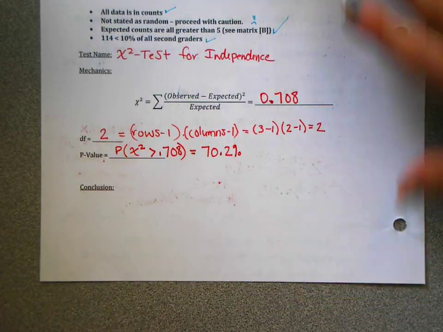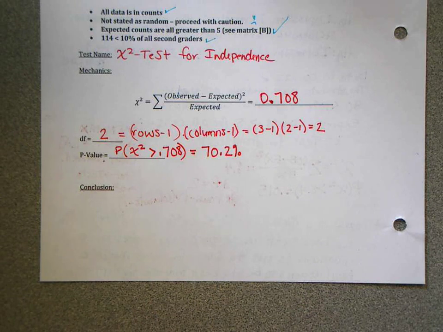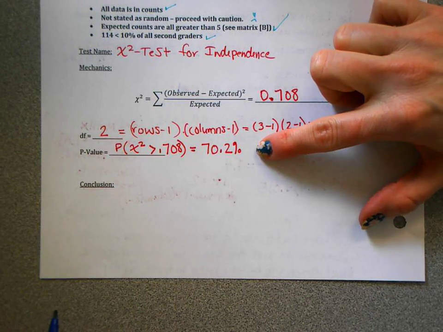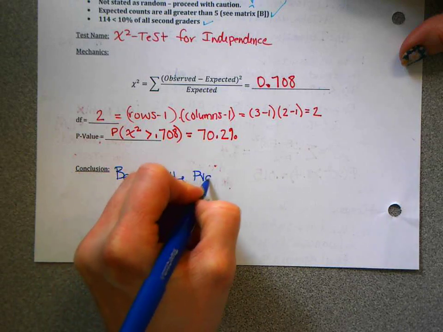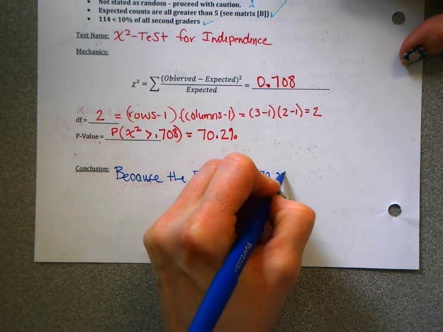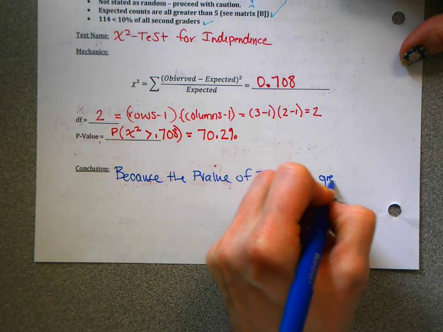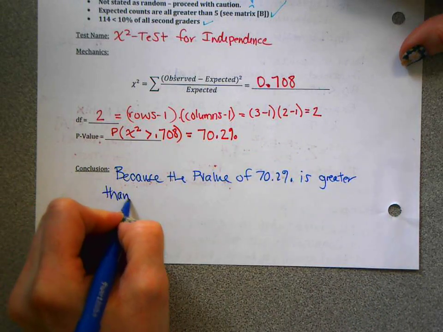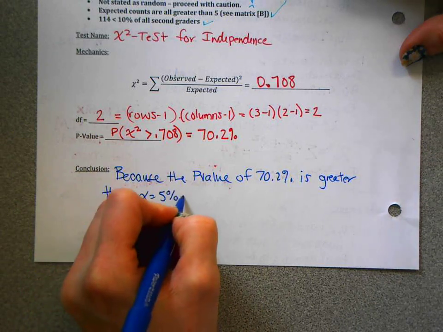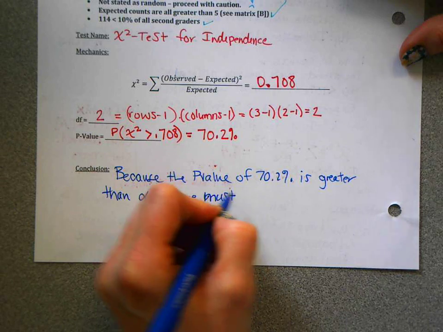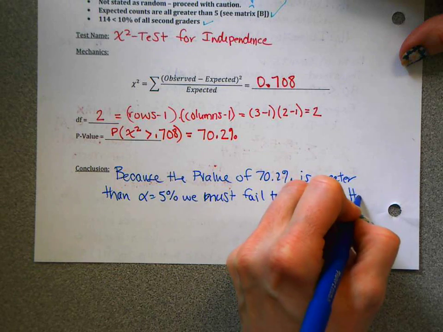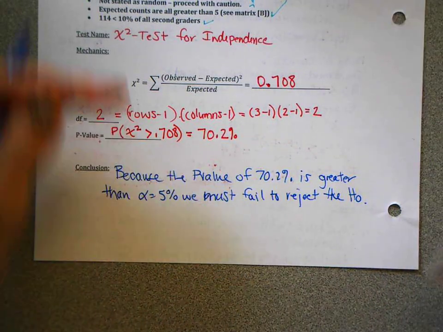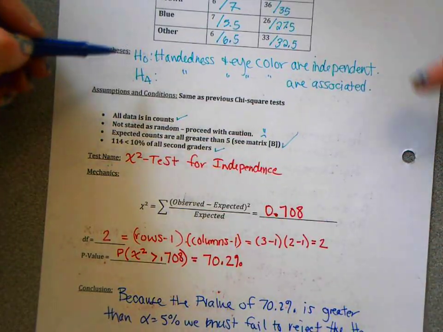All right, that's it. Now we just need to decide whether we have significant evidence to reject the null, and I hope we all agree we do not. This is a very, very large p-value, so we need to say because the p-value of 70.2% is greater than alpha equals 5%, we must fail to reject the null. Be careful here, guys. We have just now said fail to reject. That does not mean we've said the null is true.